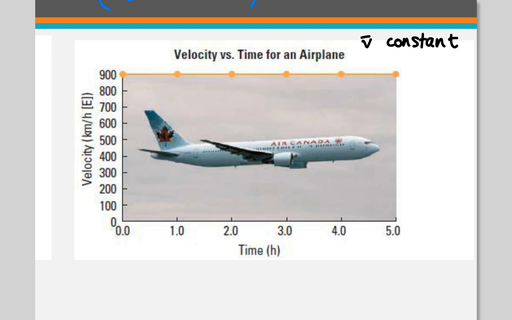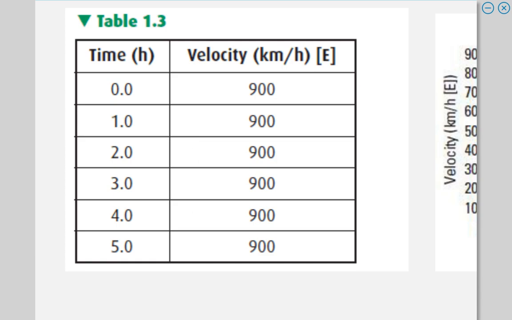If you're driving the speed limit in your car going to school or going to work or something, and you're just going 60 the whole way, is your velocity constant? Yes. Are you accelerating? No. So this would be an example of uniform motion. No matter what the time is, as time progresses, the velocity remains unchanged.